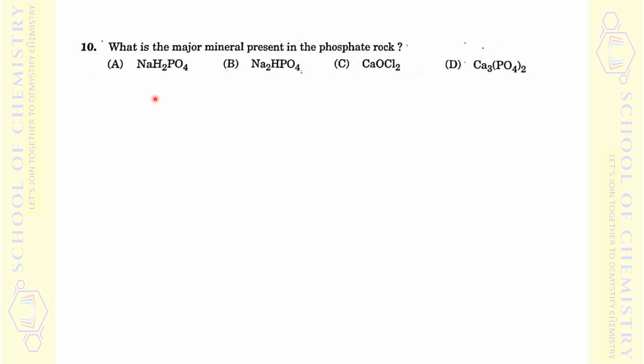Again, straight away a factual question. What is the major mineral present in the phosphate rocks? Phosphate rocks are even called rock phosphate or phosphorite. So it is actually a calcium phosphate based mineral. Even if you just know that fact, it is calcium phosphate based.